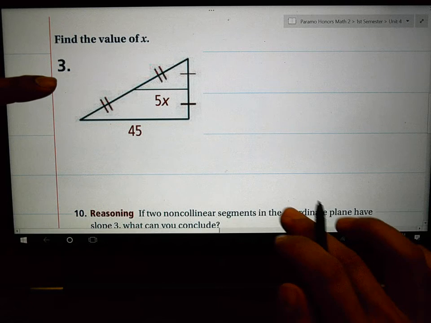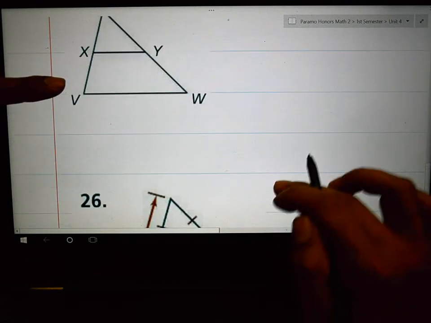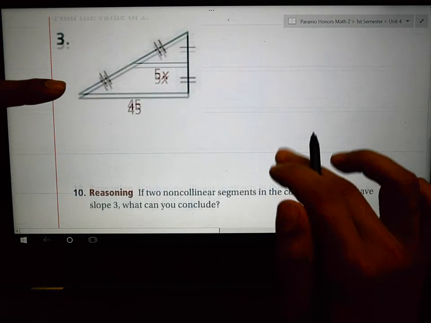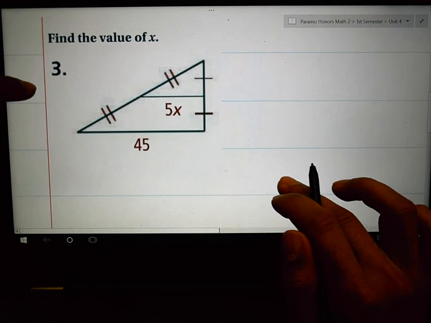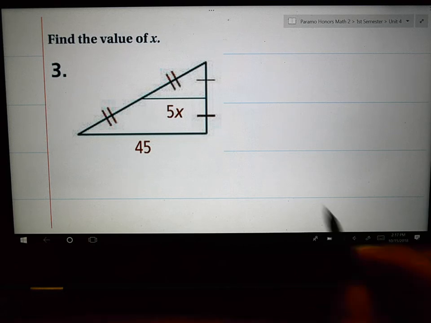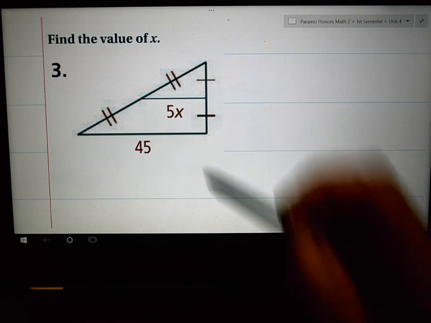I have chosen number 3, number 10, number 17, and number 26. I'm going to start with 3, because the number one way they're going to try to trick you is to get you to look at that and just go, oh, I know, I can just plug in a 9 or something. Well, it's not 9. Don't think that these things are equal to each other.